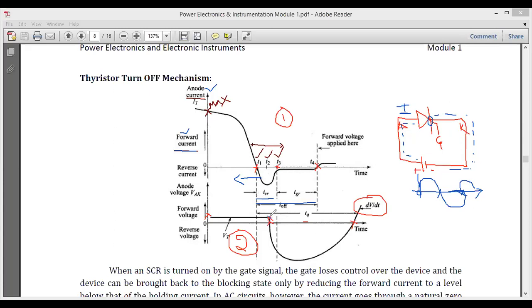We are not looking at this point. We are looking at this particular point T1. Here, although the applied voltage is greater than the forward current, still it is turned off because at time T1 it has already reached its zero level, which is the minimum level or the base level where the SCR is getting turned off.